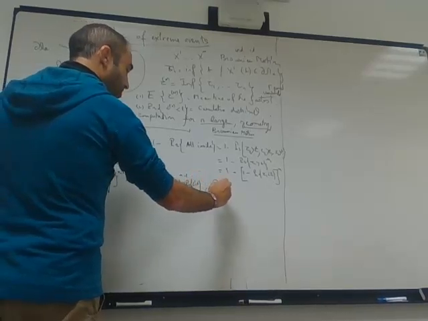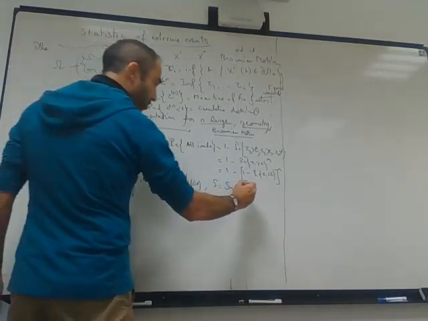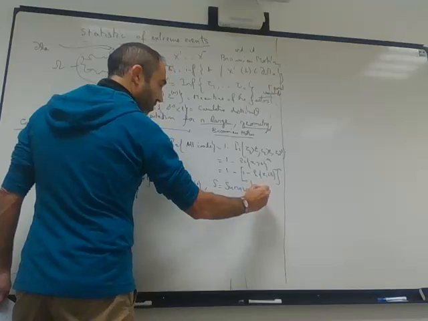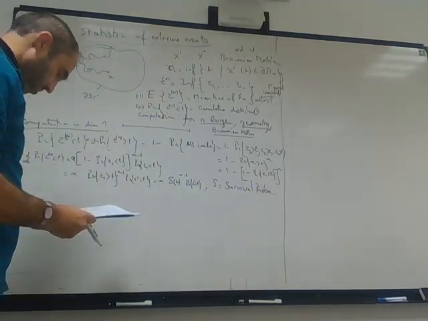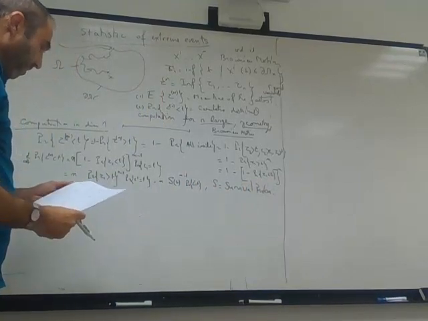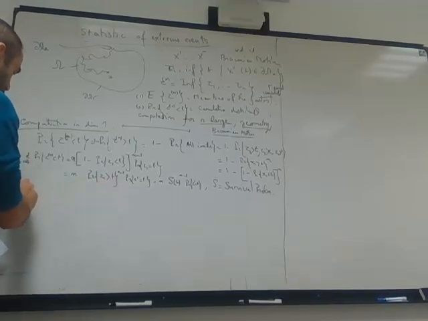where S is called the survival probability. Right? This is the survival probability. So you remember the survival probability.